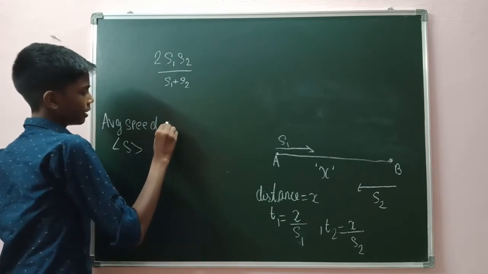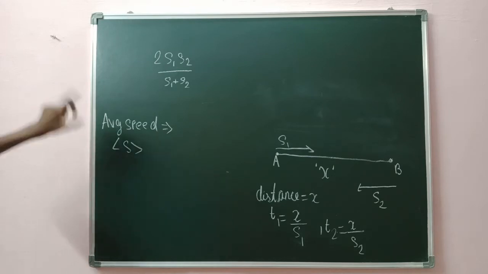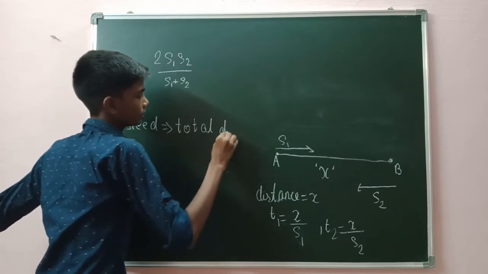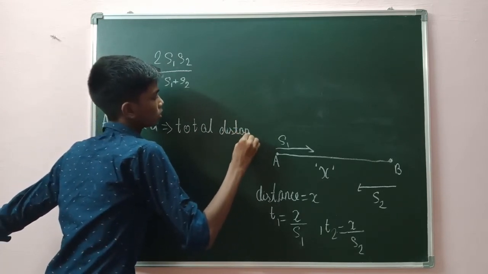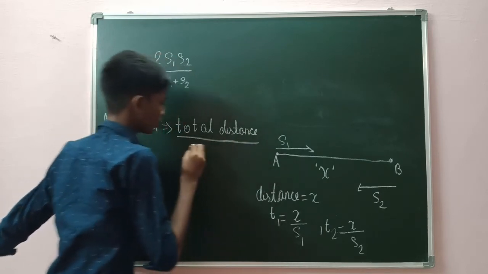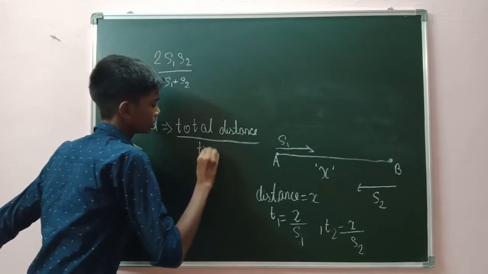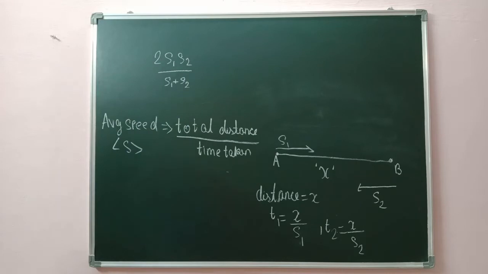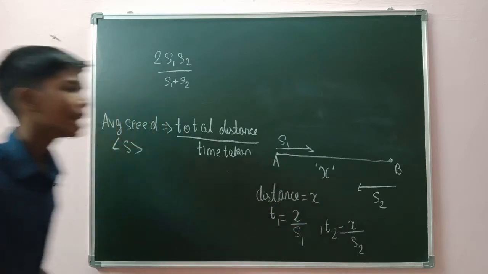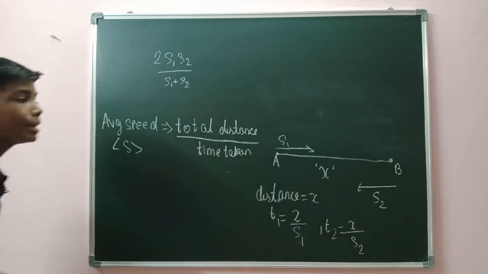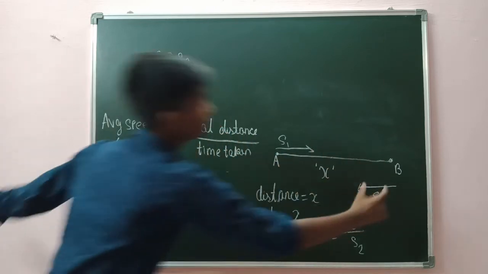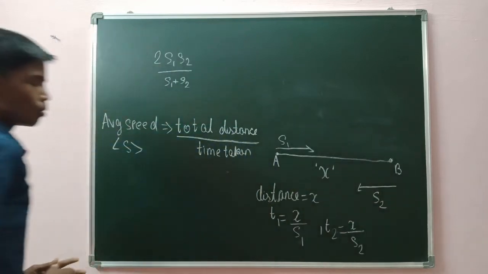So average speed is nothing but total distance covered divided by total time taken. This is what we say as average speed. Average speed is total distance covered by total time taken. So here, for this condition, what will be the average speed for the whole trip? Whole trip means going to B from A as well as the return trip, that means going back to A from B.